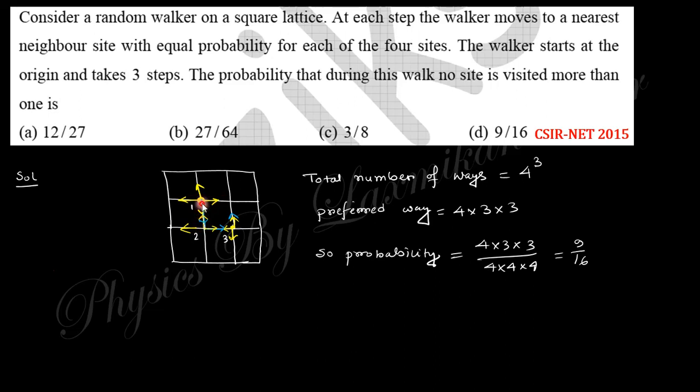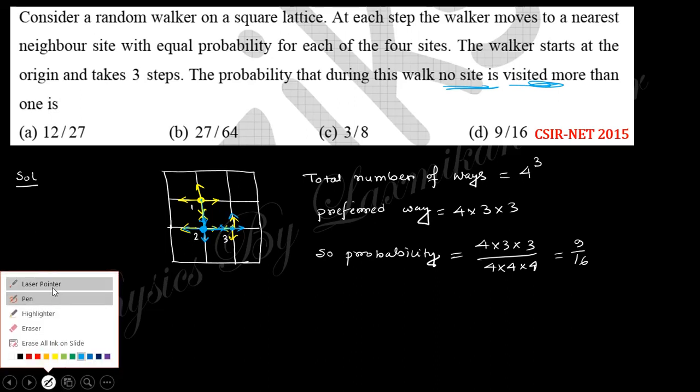Now we go to that side and reach point 2. Here it cannot go back, because no site is to be visited more than once. Sorry, I made a mistake. It cannot go back to that one, so it can go along 3 sides. So it has only 3 options here. When it comes to the next point, it cannot go back, so it has 3 options again.